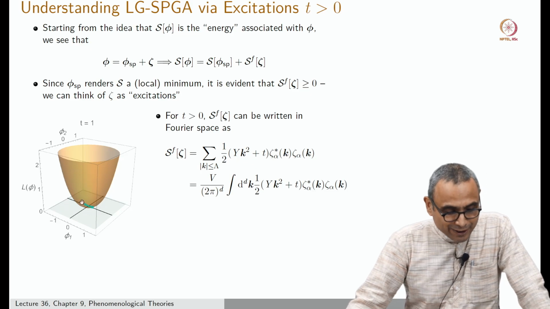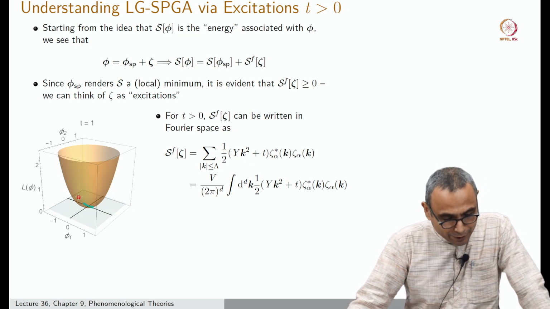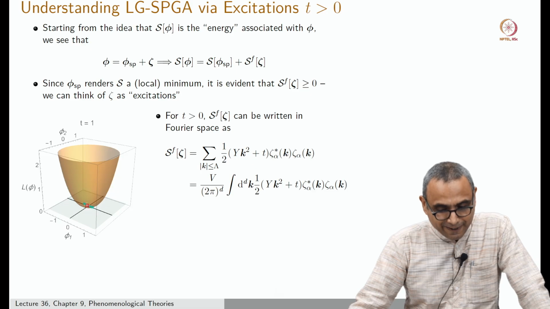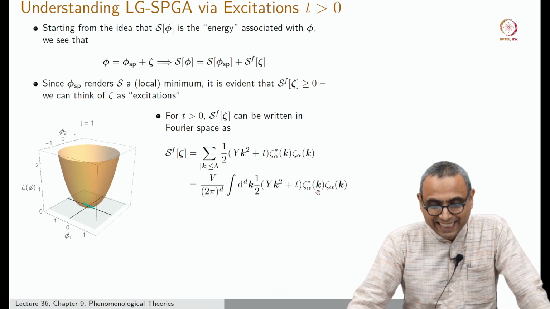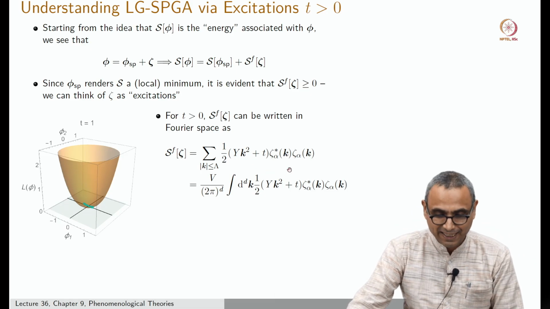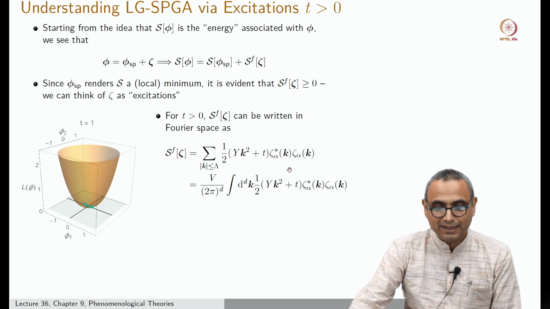So now you can have fluctuations about the bottom of this paraboloid-like object, right? You can have fluctuations like this. The way I am pointing to this is the zeta 1 fluctuation along the one direction. And if you ask what is the energy associated with that, you will see that this is yk square plus t. This we have seen already in the last lecture.